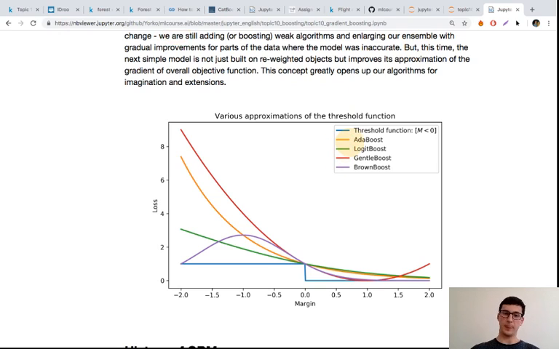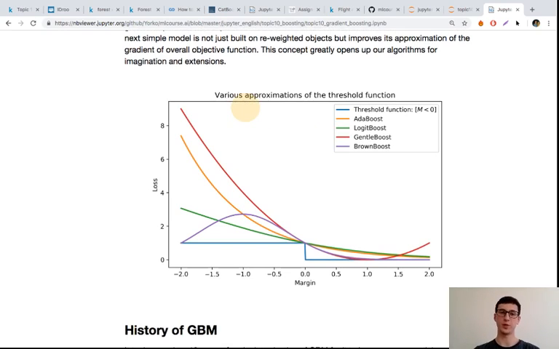And so you see, actually, we can treat different loss functions standing for different algorithms. So let's go back to this picture. So we depict here the same. Here green is log loss.